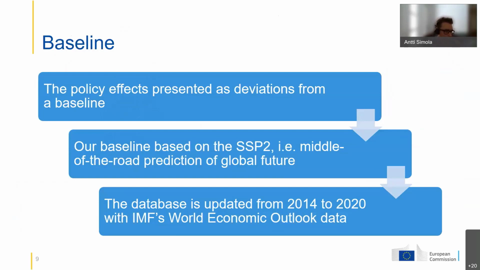So this is a dynamic CGE study. We have a baseline, and we present our results as percentage deviations from the baseline. Our baseline is based on Shared Socioeconomic Pathway 2, which is a middle-of-the-road projection, and we started from 2020. The baseline takes GDP and population growth from these projections and accommodates exogenous factors to them.